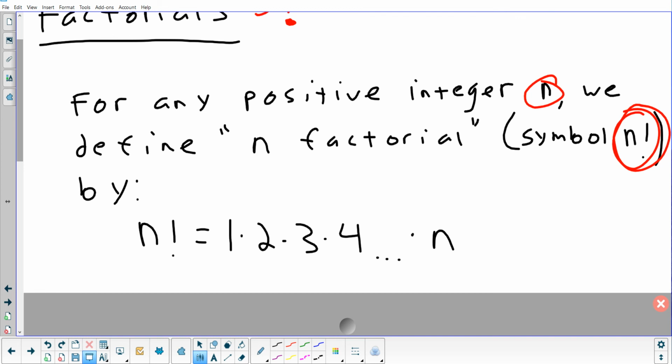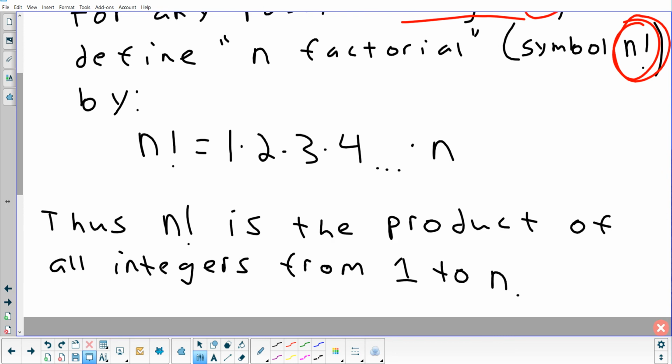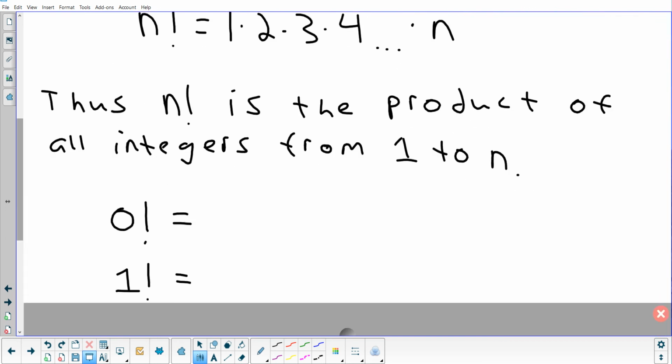Factorial is only defined for integers. There is such a thing as doing things like 3.5 factorial, but that gets way beyond what we're going to do. It's very different. It gets into using pi and other things. So we're only going to worry about doing a factorial with an integer. Okay, so again, n factorial, product of all the integers from 1 up to n. So let's try a couple.